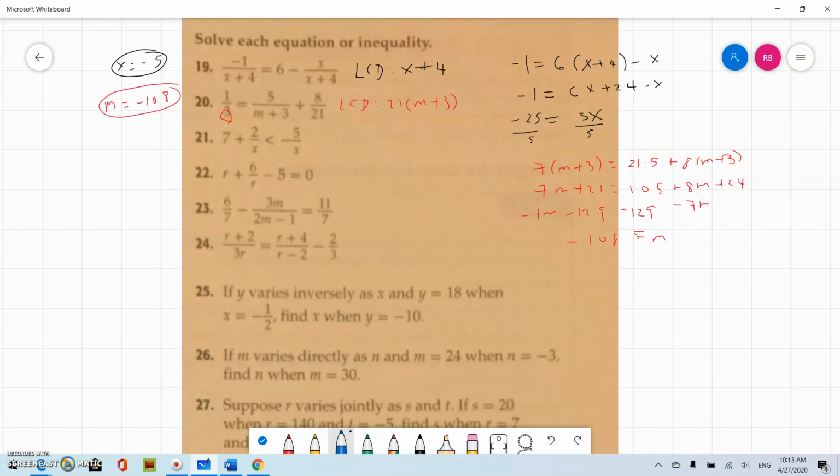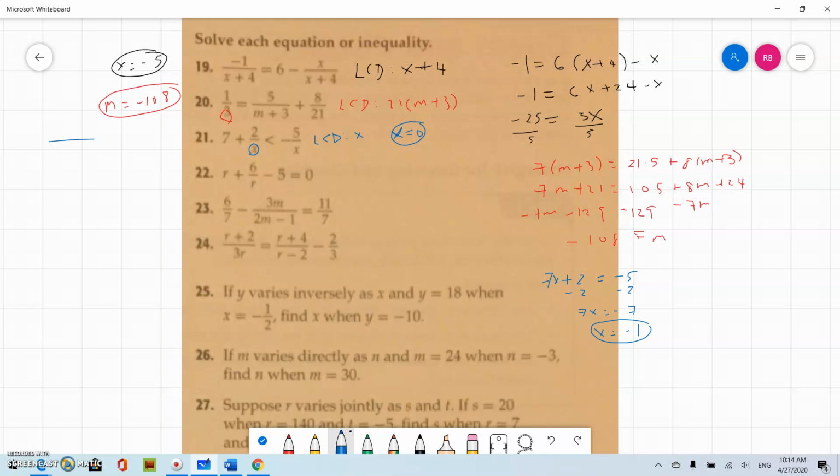Let me look at 21. The LCD here is x, but this one is an inequality. So remember, inequalities have specific steps. We solve it like we're solving equations, right? And then I said negative 2, so 7x is equal to negative 7, x is equal to negative 1. Once we find this, we need to find the values that make the denominator equal to 0. So 0 and negative 1.